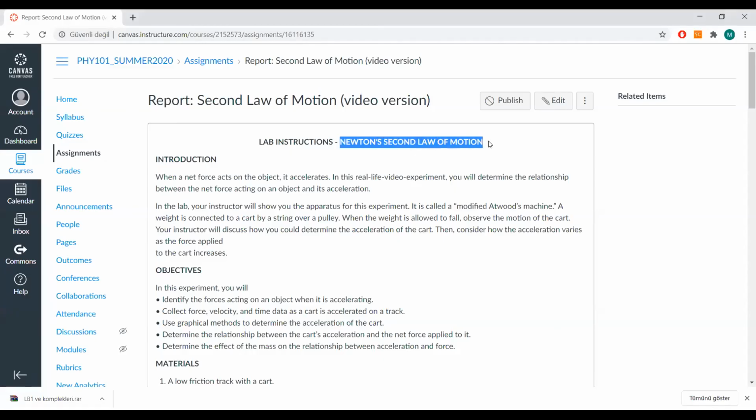In this experiment, we'll analyze Newton's second law of motion. Newton's second law of motion deals with the reasons for changing the motion of an object, namely the mass of an object and the forces acting on it.